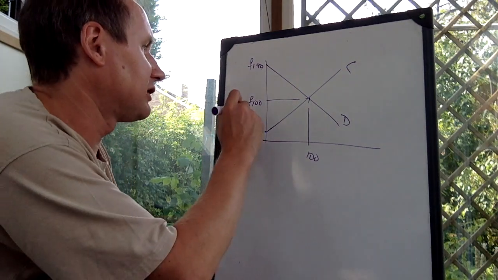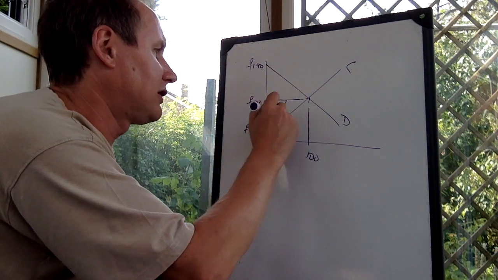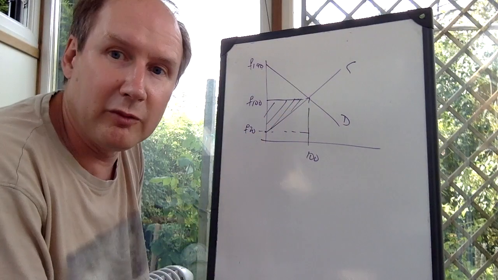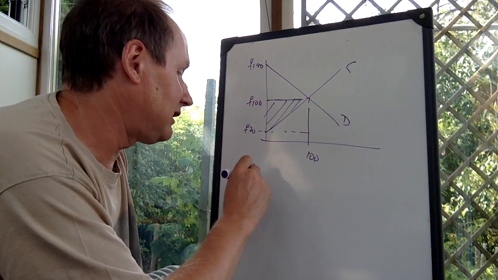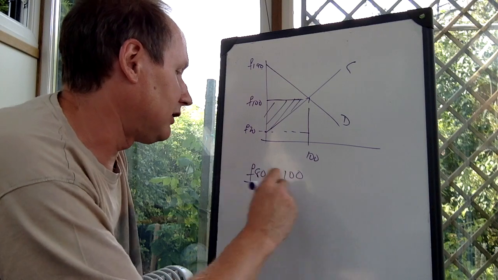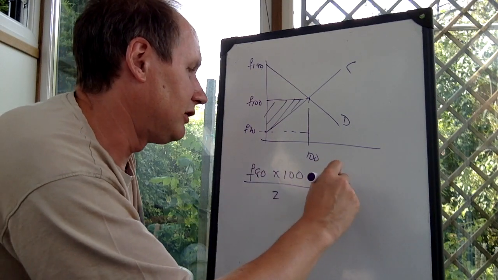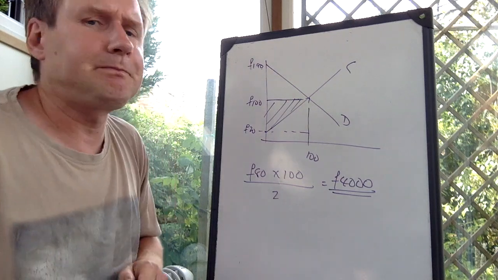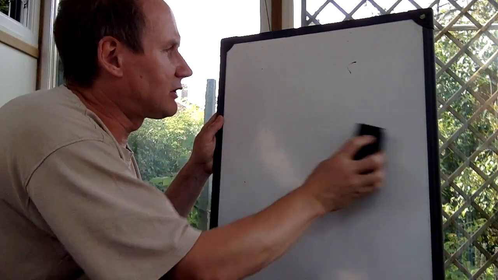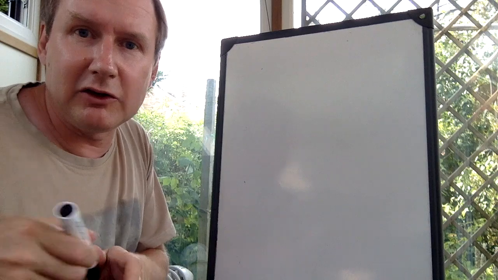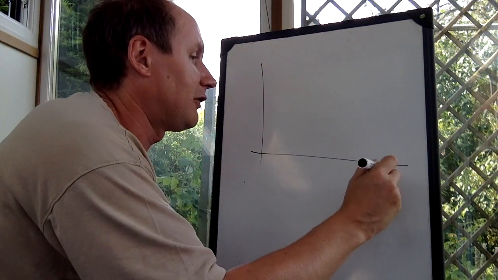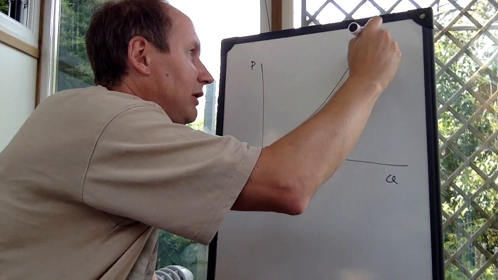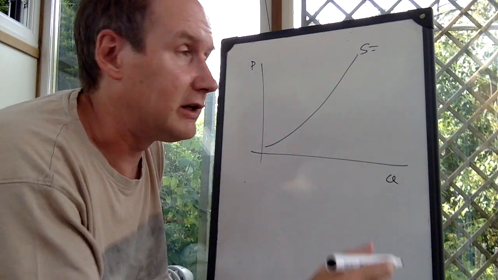So producer surplus, again, we just need to work out the area of this triangle. To do that, we work out the area of that rectangle and we divide by 2. So it's £80 times 100 units divided by 2. Producer surplus is £4,000. So if we take these two things together, then it shows all of the benefit that consumers and society have gained.